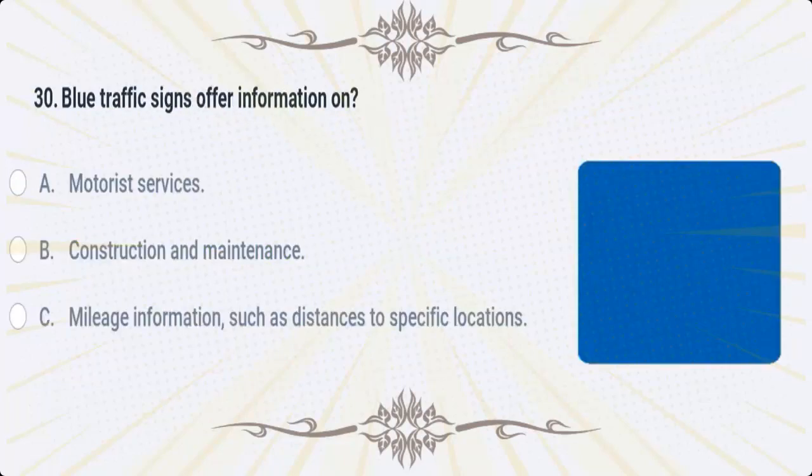Blue traffic signs offer information on A. Motorist services. B. Construction and maintenance. C. Mileage information, such as distances to specific locations. A. Motorist services. Blue signs on the roadway are service signs. They are used to provide information about motorist services, such as upcoming rest areas, food options, or nearby hospitals.